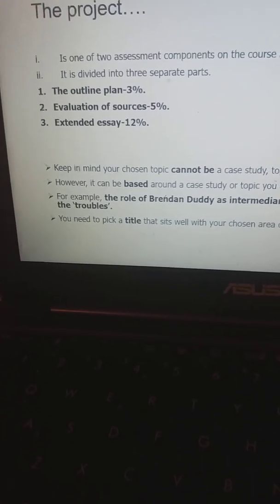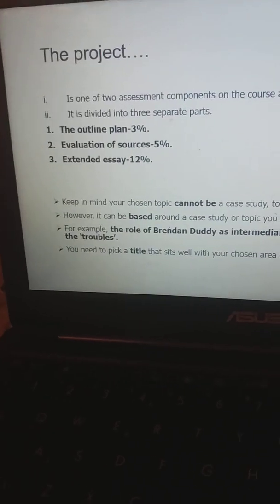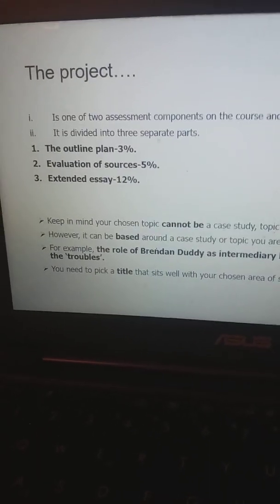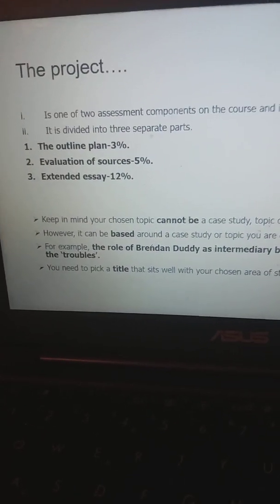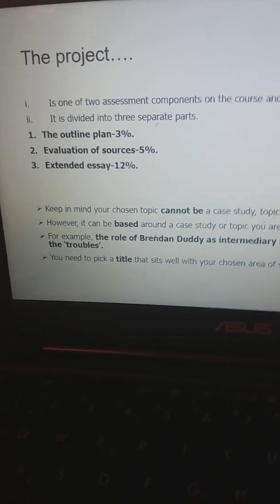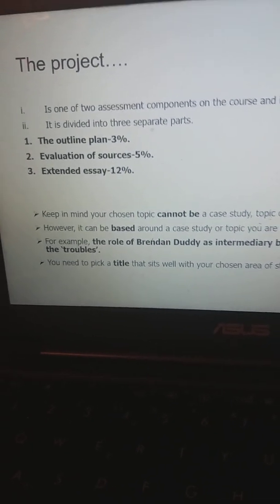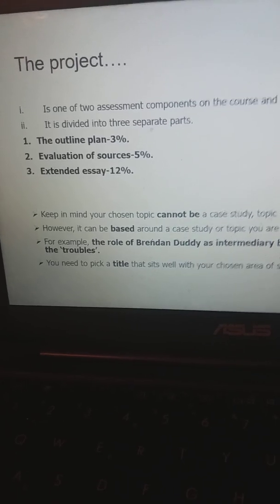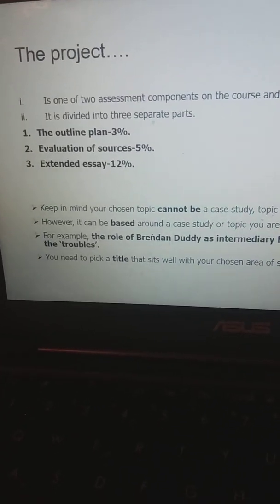In the outline plan, which is worth 3%, you write down your aims and how you're going to go about the project of your choice and justify those aims. Evaluation of sources is simply the strengths and limitations of the sources you've chosen to accompany your topic of choice. And of course, the essay is where you put down those findings.